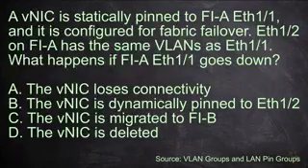Next question, and this is a fun scenario one. A VNIC is statically pinned to Fabric Interconnect A on Ethernet 1/1, and it is configured for Fabric failover. Ethernet 1/2 on FIA has the same VLANs as Ethernet 1/1. What happens if FIA Ethernet 1/1 goes down?